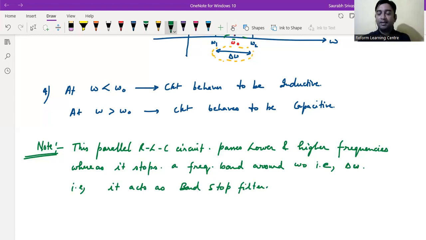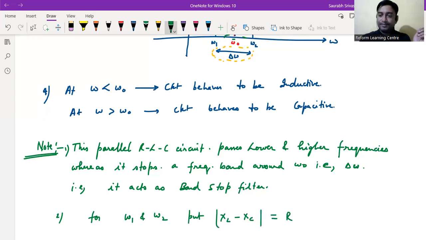Again, definitions are same for bandwidth. It is described by double power frequency omega 1 and omega 2. XL minus XC equal to R put करके आप निकाल सकते हैं. For omega 1 and omega 2, put XL minus XC का mod equal to R. वहाँ से मिल जाएगा आपको.